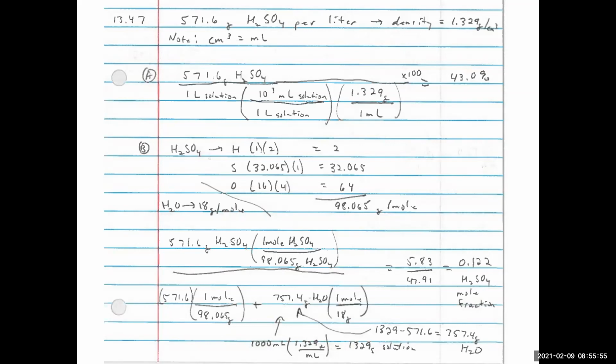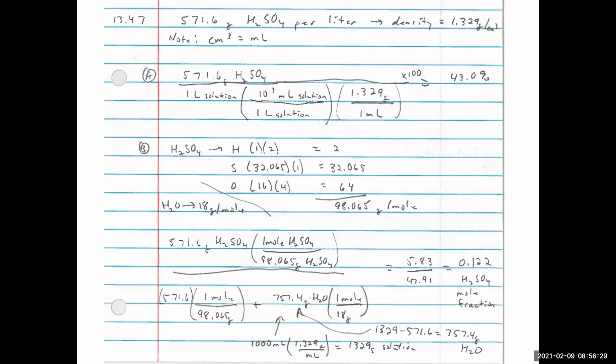So in the first one, we want to have a weight percent. Here, we're told we have the 571.6 grams of sulfuric acid, and we're told we have 1 liter of solution. So we can change that liters into mils. That's 10 to the third mils equals 1 liter. And then that's where our density comes into play, okay?